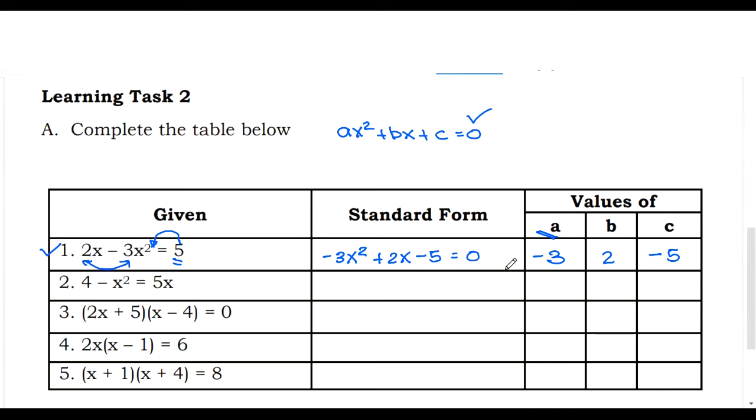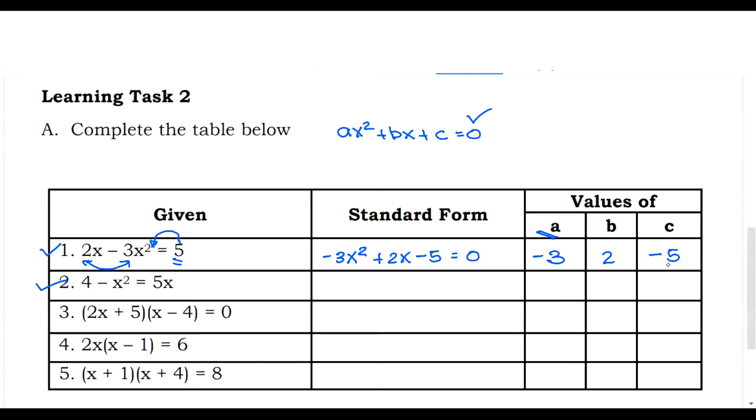0. Okay? So, yung effect ng pag-multiply ng negative 1 on both sides of the equation, magpapalit lang tayo ng mga signs dito. Your A becomes positive 3, your B becomes negative 2, and C becomes positive 5. Pwede rin yun. Okay? Let's now have the second example.